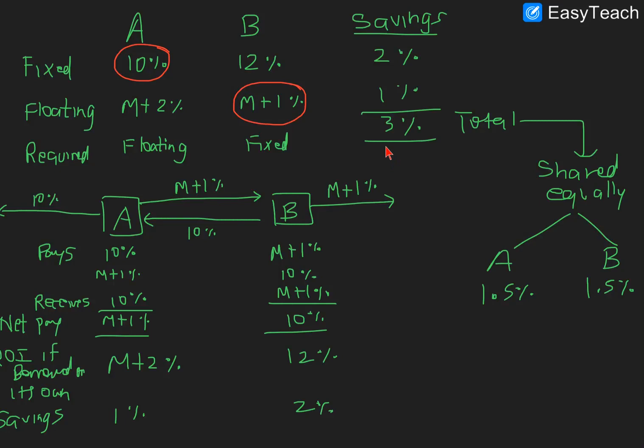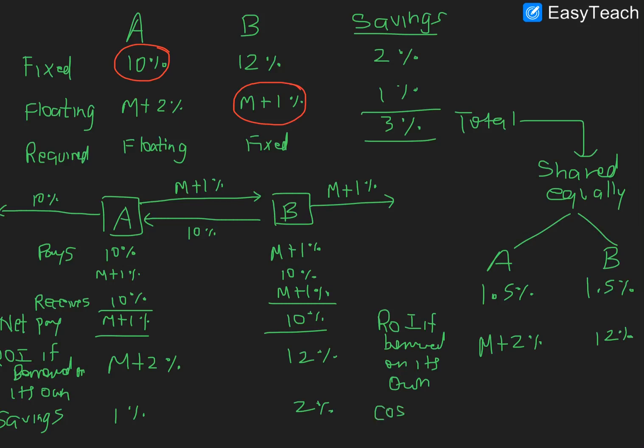So we said that total savings over here is 3%, that we observed over here also. We had 2% savings for B and 1% savings for A. The total savings was working out to be 3%. That 3% should be essentially shared between A and B as 1.5%, 1.5%. So I will say, what's the rate of interest if borrowed on its own? At a floating rate, it would have cost him MIBOR plus 2%, because remember his requirement was floating. B would have cost 12%.